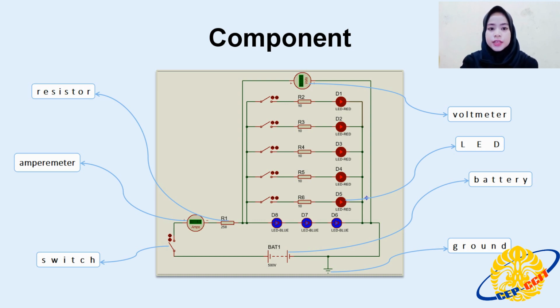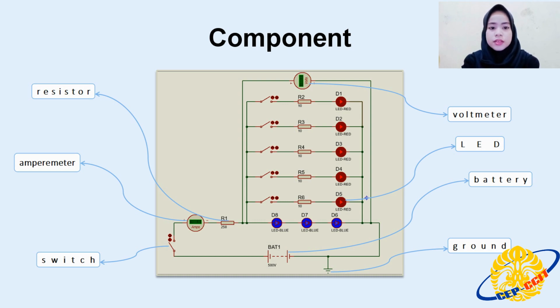Then the battery is a component that can supply electrical energy even when not connected to another power source, with a note that the battery is charged with electricity. The battery I use is 500 volts. And finally, the ground is the security system in the electrical circuit. It serves as safety when an electric current leaks and as protection against electromagnetic waves.